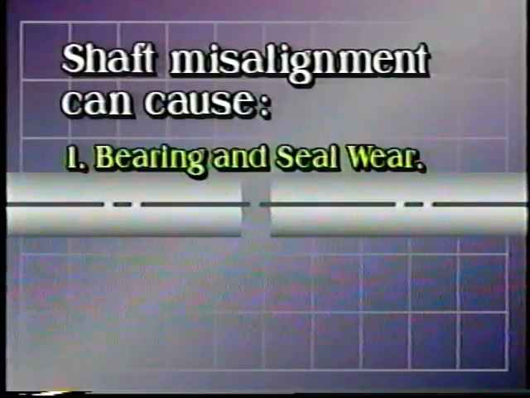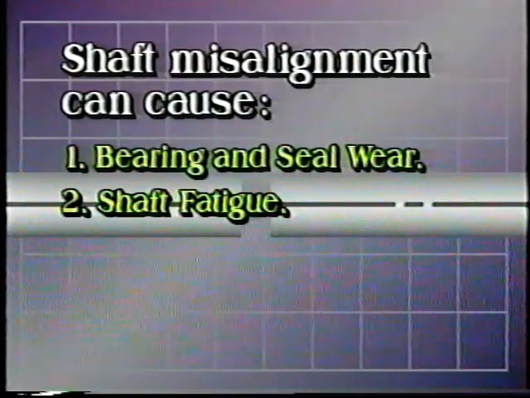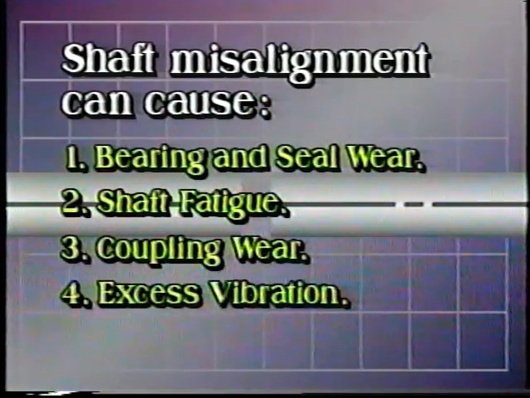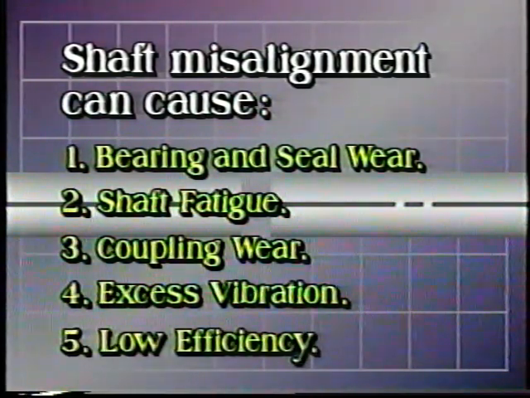Finally, coupling selection may be affected by how closely the two shafts can be aligned with each other when they are coupled together. Correct alignment is important because about half of all breakdowns of rotating equipment are due to shaft misalignment. Misalignment can cause extreme wear or premature failure of bearings and seals. Shafts may wear out, fatigue, and bend. Couplings will wear out and break. Vibration and noise will increase, and operating efficiency will be reduced.